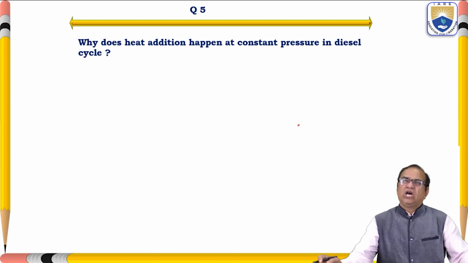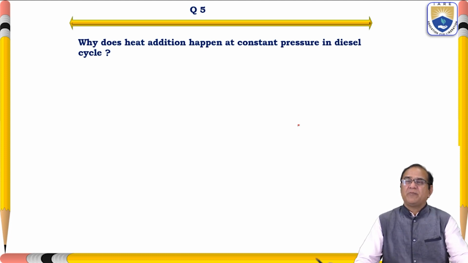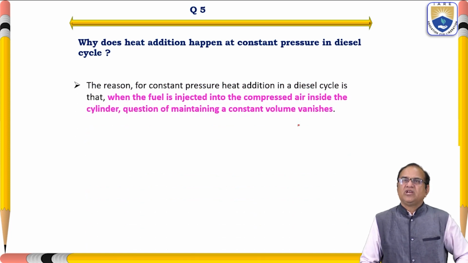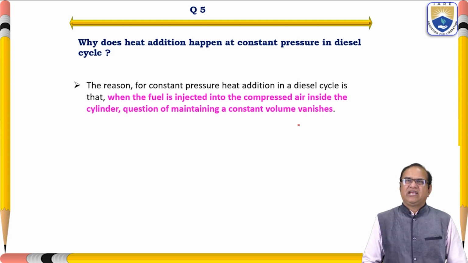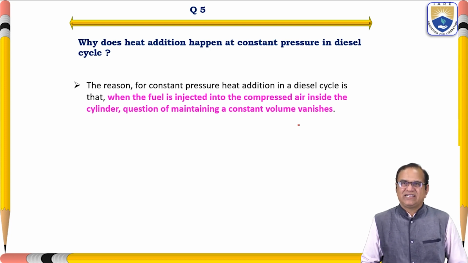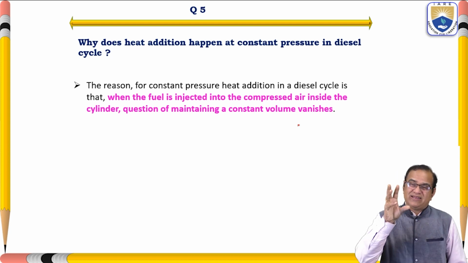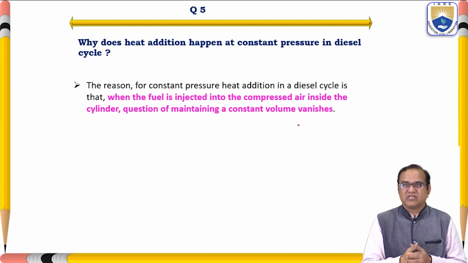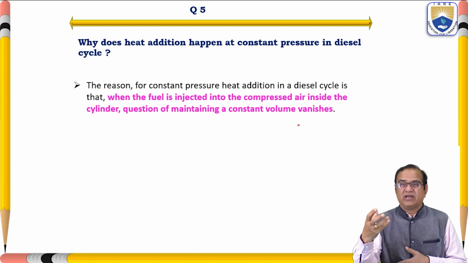Next question is, why does heat addition happen at constant pressure in the diesel cycle? What is the reason? The answer is this: the reason for constant pressure heat addition in a diesel cycle is that when the fuel is injected into the compressed air inside the cylinder, the question of maintaining constant volume vanishes. If we put fuel in at constant volume, it is not possible, because it will take some time to burn. We need some time.